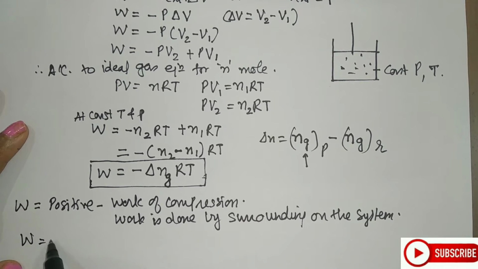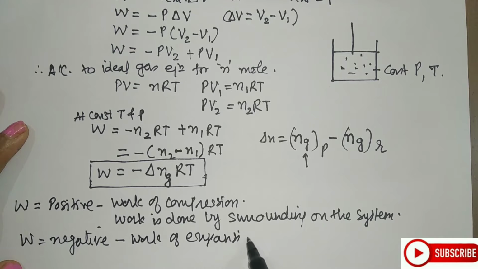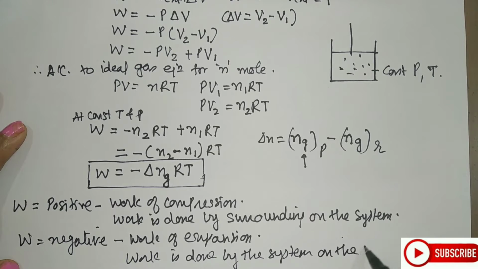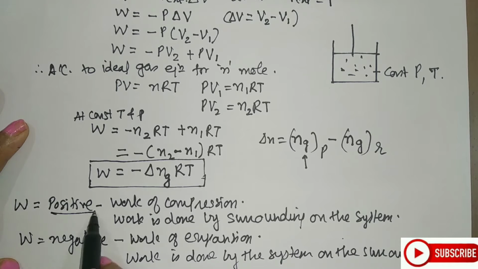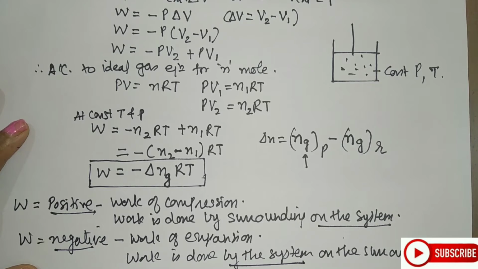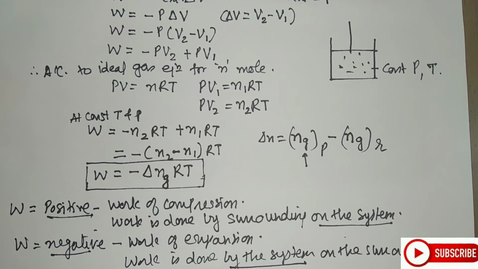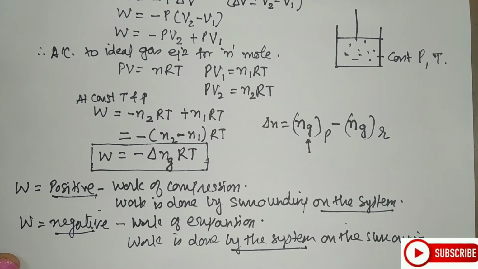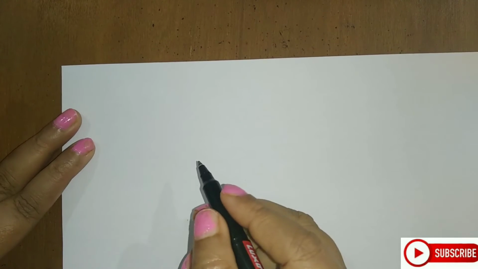And when W is negative, it means it is the work of expansion. Means what, student? The work is done by the system on the surrounding. So this is very, very important for you to know that if it is positive, it will be on the system, and if it is negative, it is by the system. So using those W sign conventions, let us go for delta N sign conventions. So let us see this.